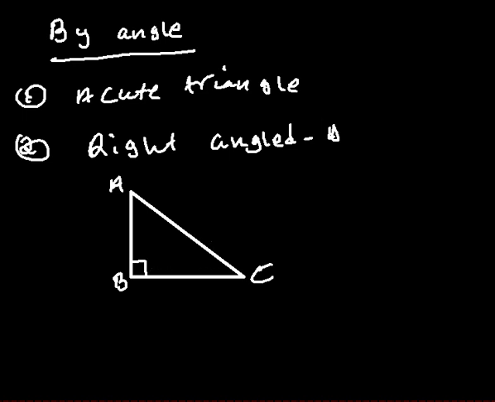We can have it in different orientations. Let's say we can have it like this, or like this. This is normal, still a right-angled triangle, as long as one of its internal angles is 90 degrees. Wherever you see this kind of symbol, that symbol represents 90 degrees.